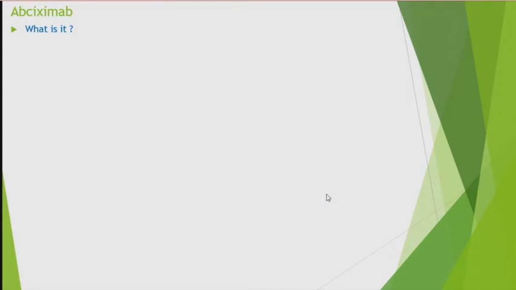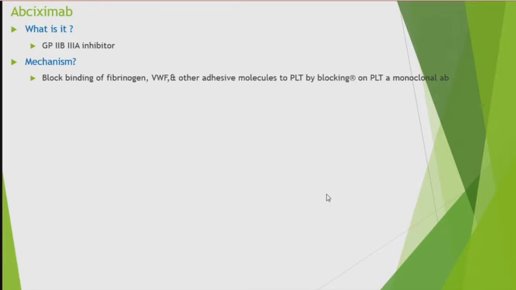It's a monoclonal antibody, sir. What is it and when do you use it? Sir, I think it's a glycoprotein 2B3A antagonist. Sorry, sir, it's a glycoprotein 2B3A antagonist. Mechanism of action? I think it inhibits platelet aggregation, sir. That's right, by blocking the binding of fibrinogen, von Willebrand factor, and other adhesive molecules to the receptors on the platelet surface. Yes, sir, it's a monoclonal antibody. Very good.